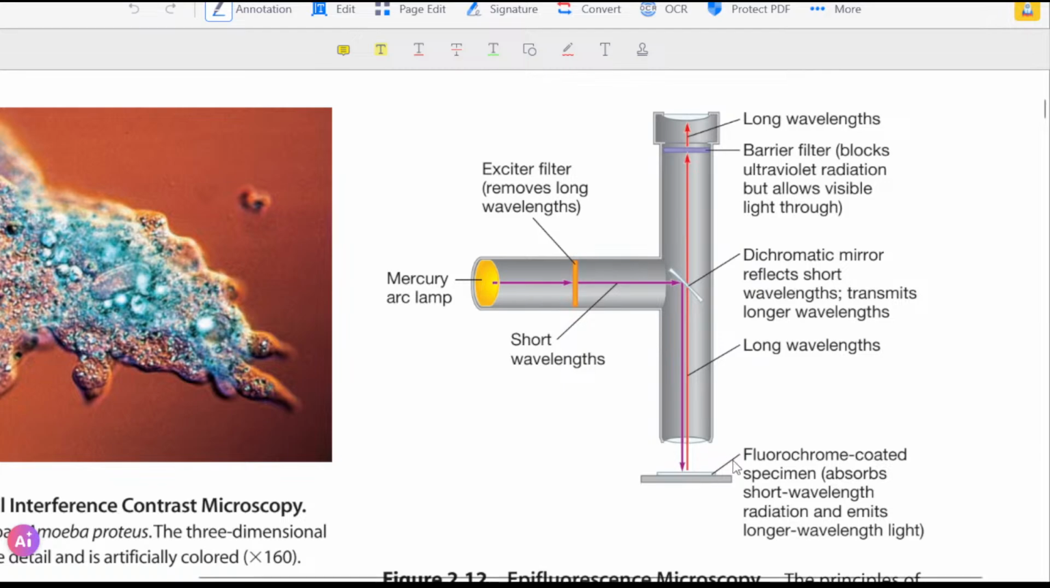So this is our sample. This is covered with fluorochrome. This is the mercury arc lamp where the light is generated. This is the exciter filter. It removes the longer wavelengths because we don't need them.